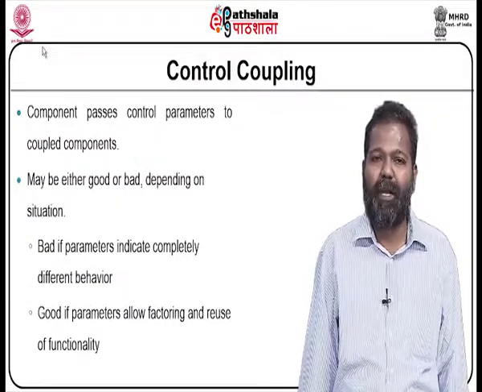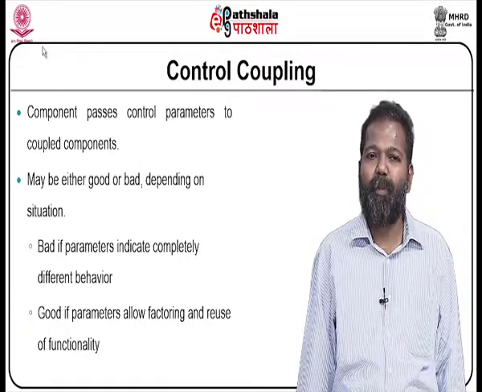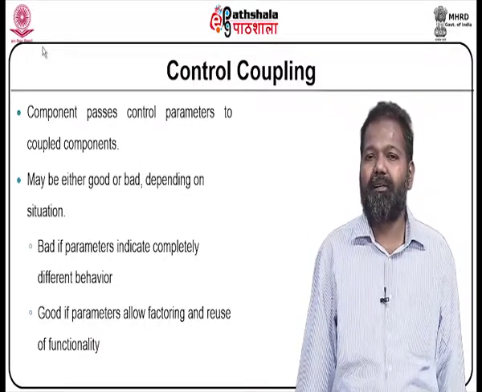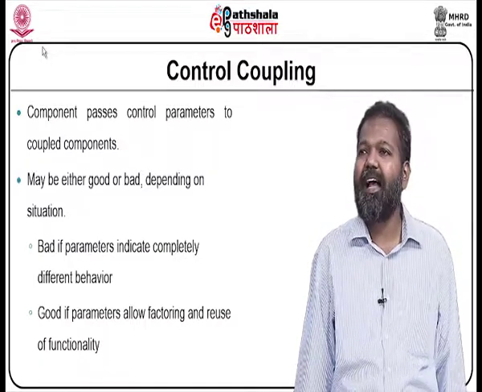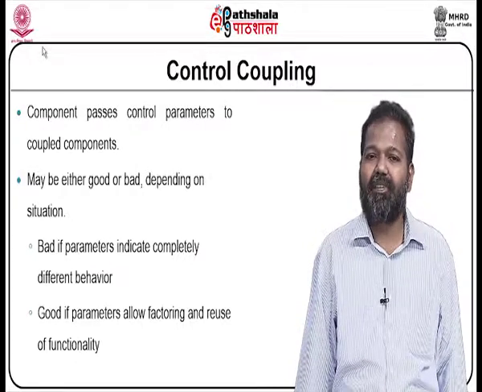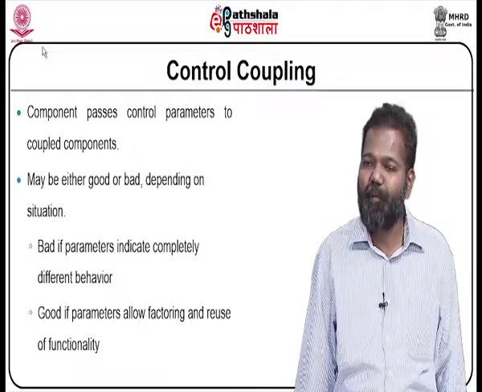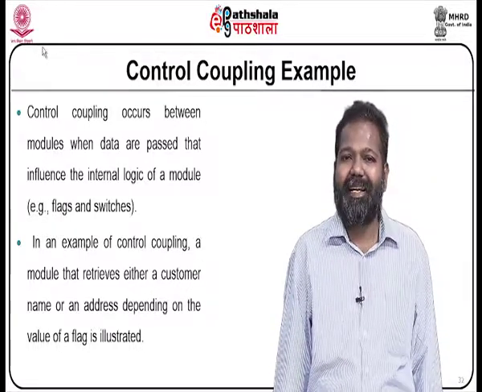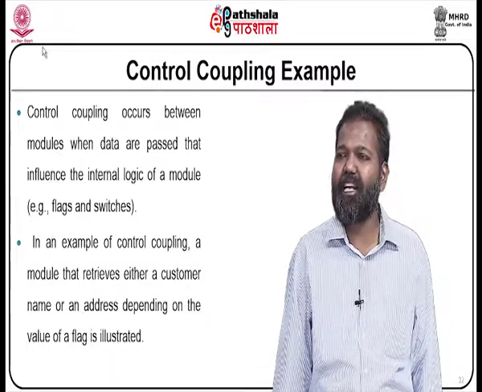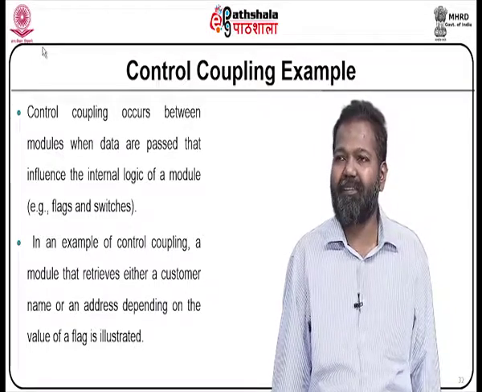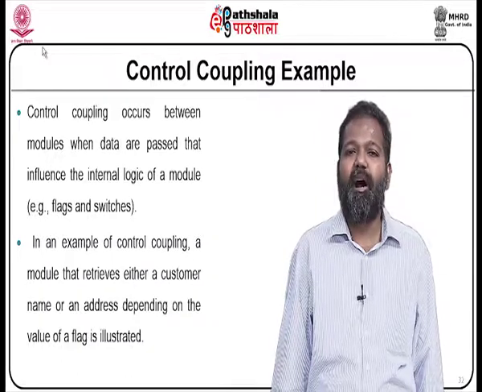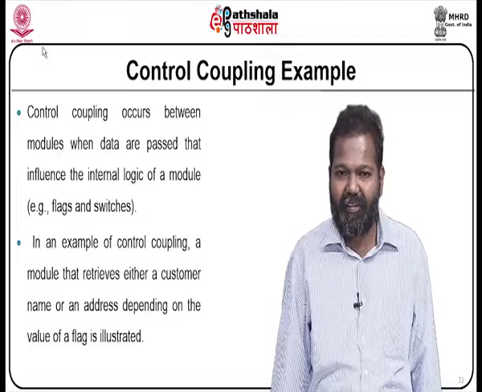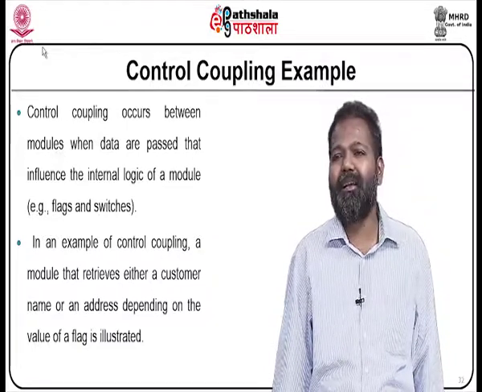Control coupling: a component passes control parameters to coupled components, which may be either good or bad depending upon the situation. Bad if parameters indicate completely different behavior. Good if parameters allow factoring and reuse of functionality. Example for control coupling: control coupling occurs between modules when data are passed that influence the internal logic of a module. Example, flags and switches. In this example, a module that retrieves either a customer name or an address depending on the value of a flag is illustrated.